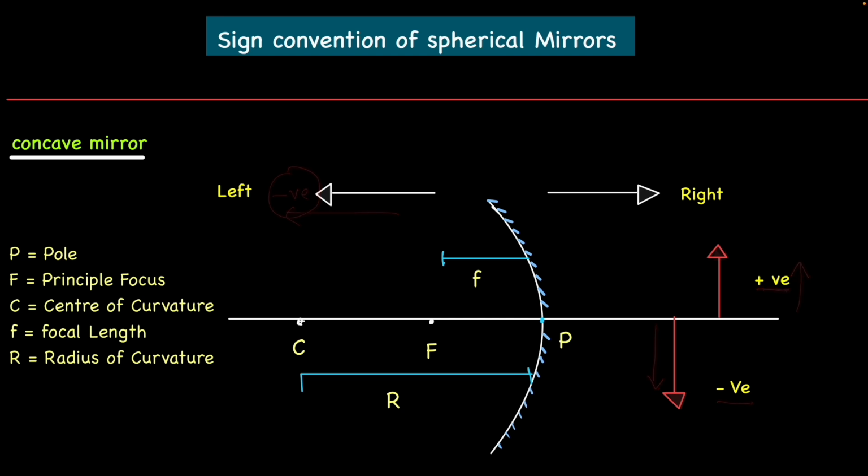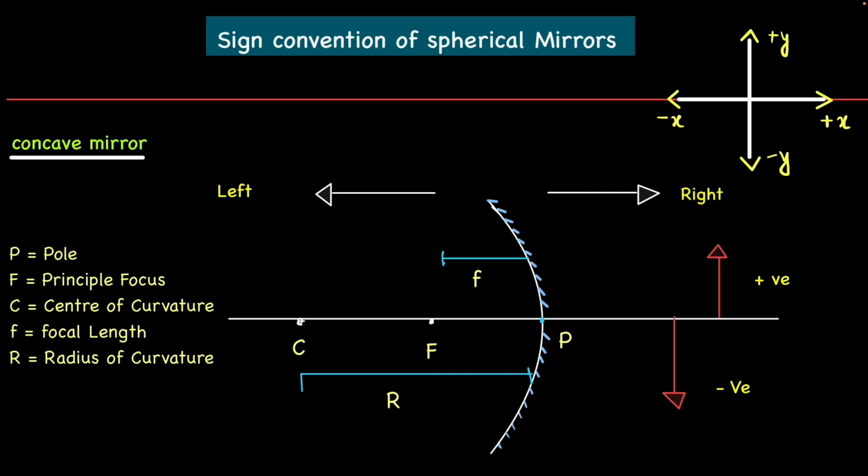We can also understand this with respect to the coordinate geometry. If we consider this point as the origin, so here you can consider it as a pole, and this is the x-axis and here is the y-axis. So right side of the x-axis is positive x-axis and left of the x-axis is negative x-axis. Similarly, with respect to y-axis, upward direction is positive y-axis and downward direction is negative y-axis.